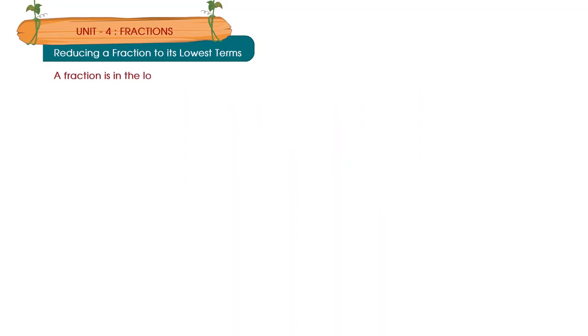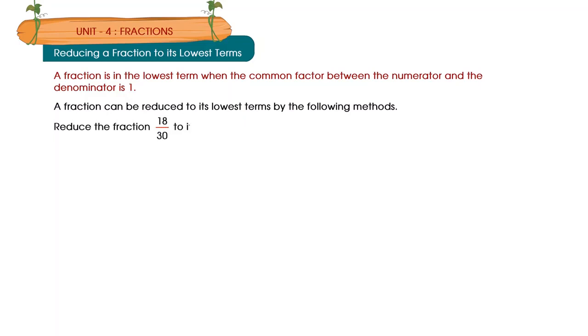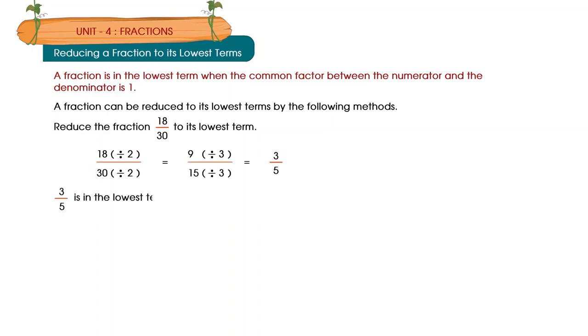A fraction is in the lowest term when the common factor between the numerator and the denominator is 1. A fraction can be reduced to its lowest terms by the following methods. Reduce the fraction 18 by 30 to its lowest term. 18 divided by 2 by 30 divided by 2 is equal to 9 by 15. 9 divided by 3 by 15 divided by 3 is equal to 3 by 5. 3 by 5 is in the lowest term of the fraction 18 by 30.